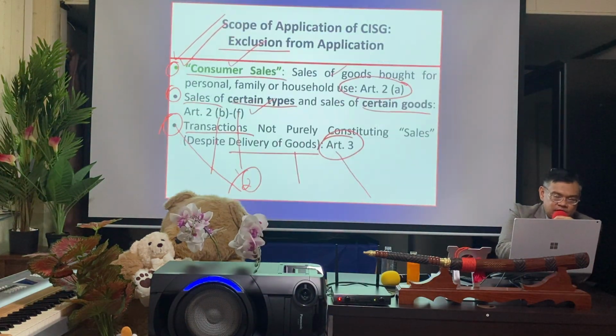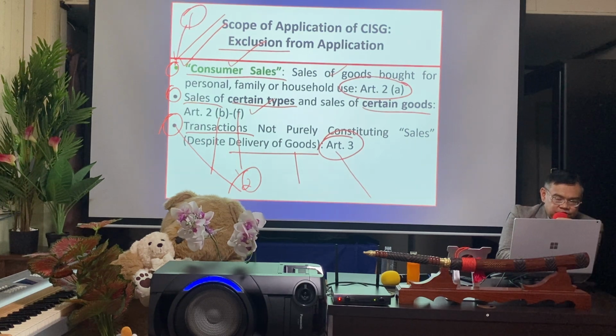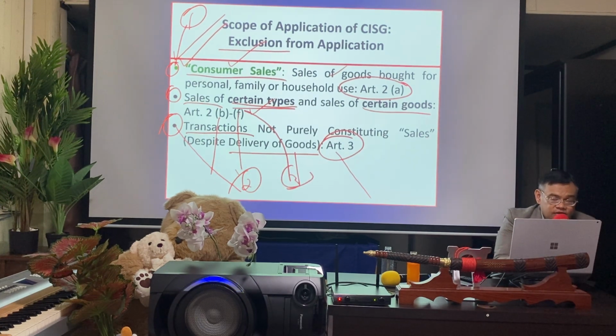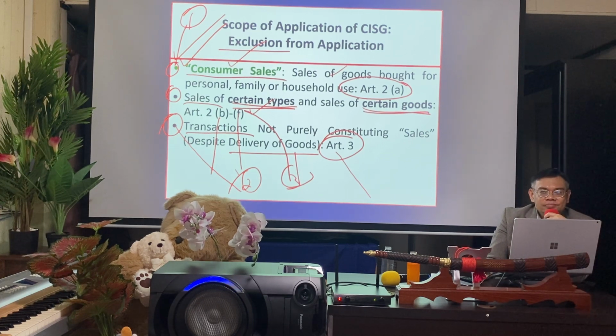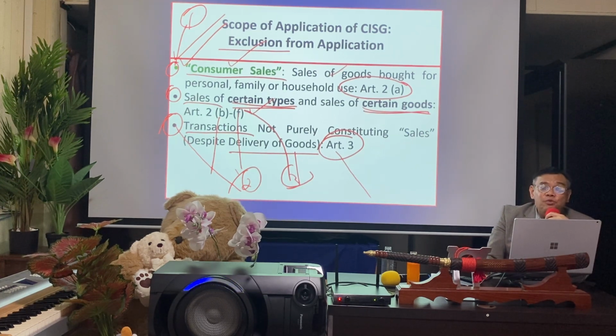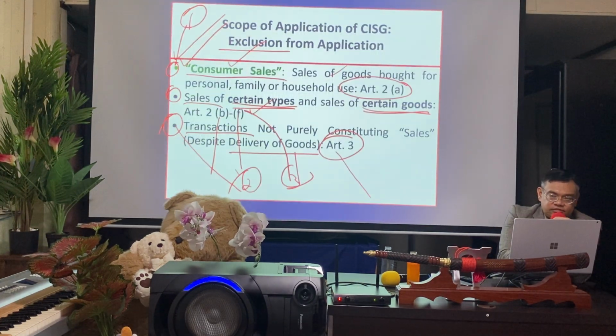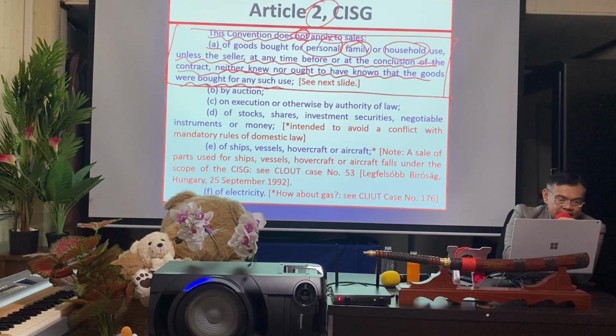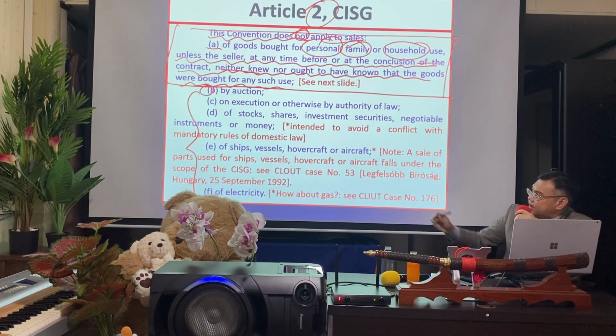We have seen exception number 1 and exception number 2. Now, we will look at exception number 3 here. Certain types of sales or certain types of goods will be placed outside the application of the CISG. Now we can see this exclusion in Article 2(b) to (f).